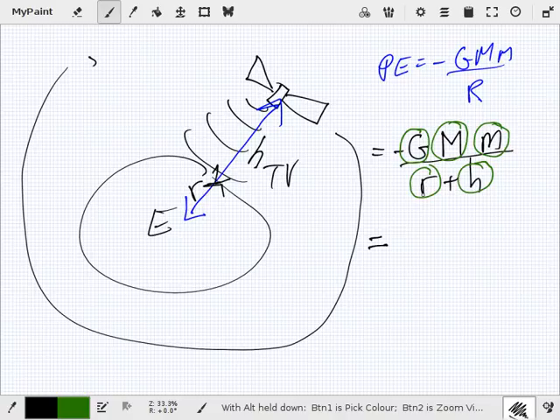G is 6.67 times 10 to the minus 11. Can we use the G on the calculator? I think it's the same, but I'm not sure. Yeah, it's the same. And mass of satellite, let's leave it. 100, I think.